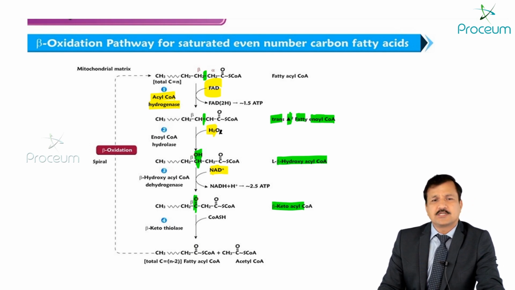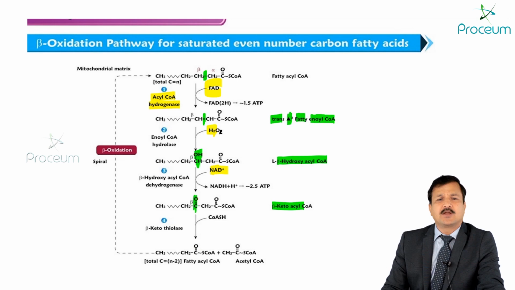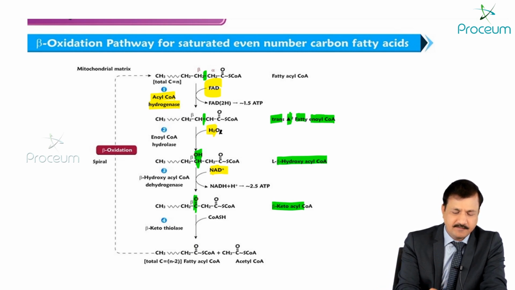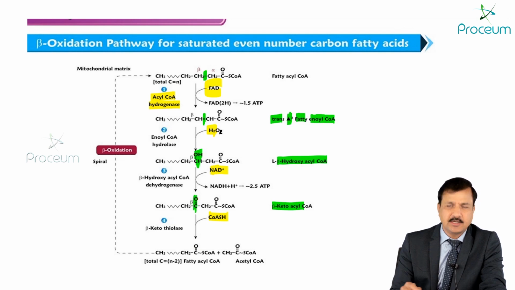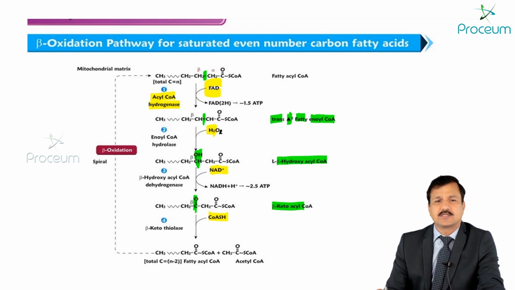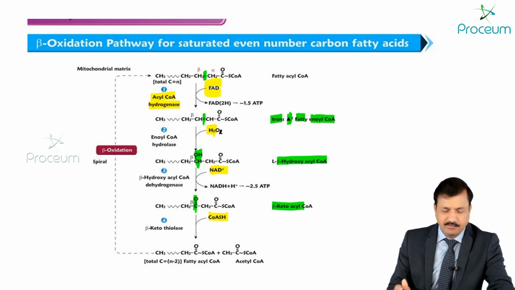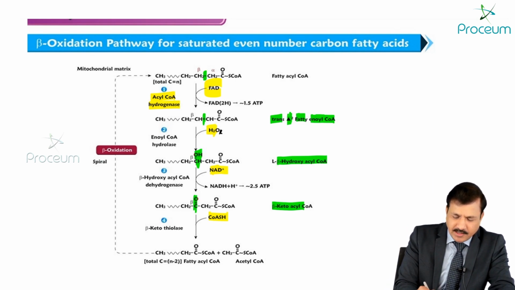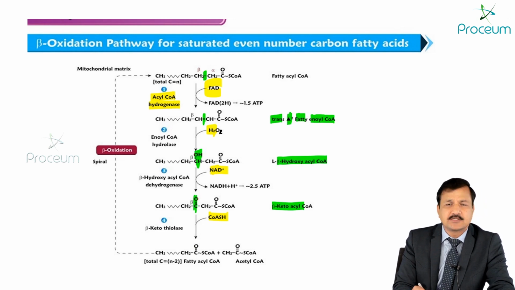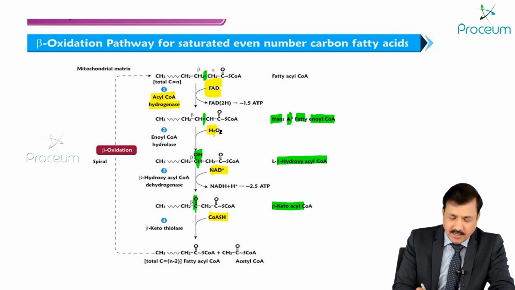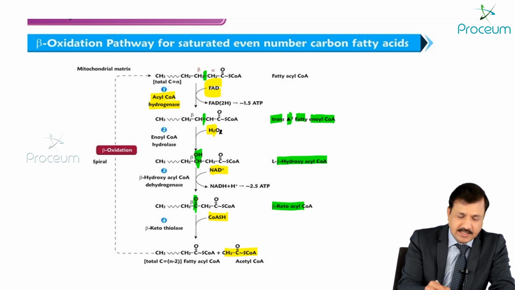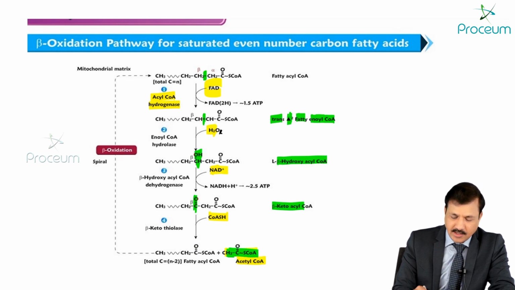Now this beta ketoacyl CoA will be undergoing a thiolase reaction, where CoASH, that is the reduced pantothenic acid derivative, coenzyme A, reduced coenzyme A, enters into the reaction, catalyzed by beta ketothiolase enzyme, and there will be a breakdown of the bond between the second carbon and the third carbon, that is the alpha carbon and the beta carbon, and the product that we get here is acetyl-CoA.